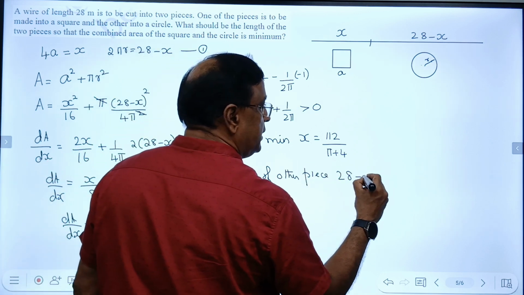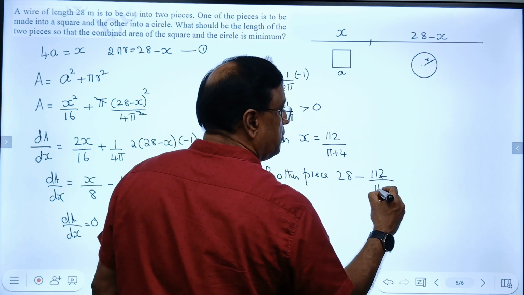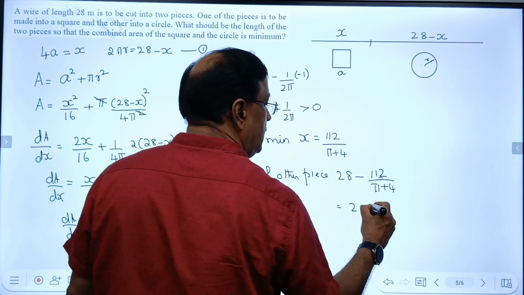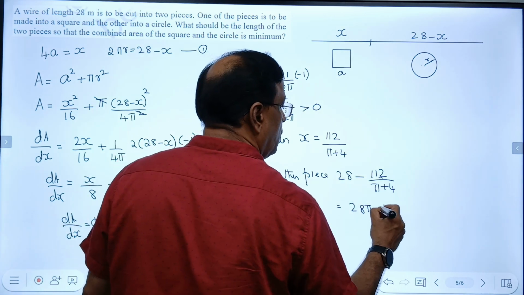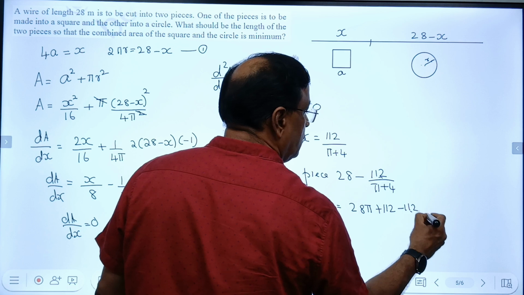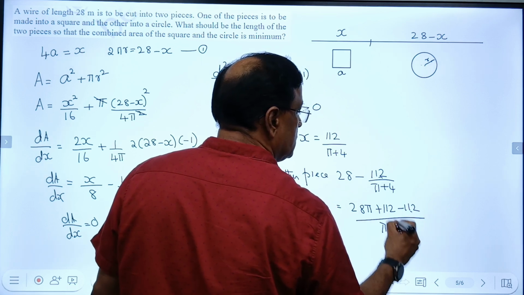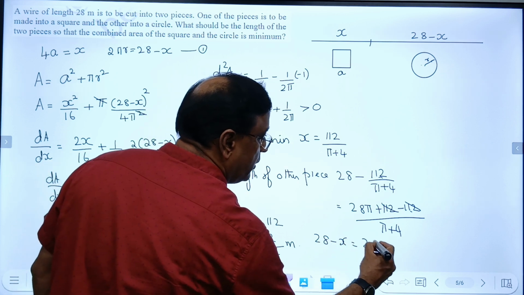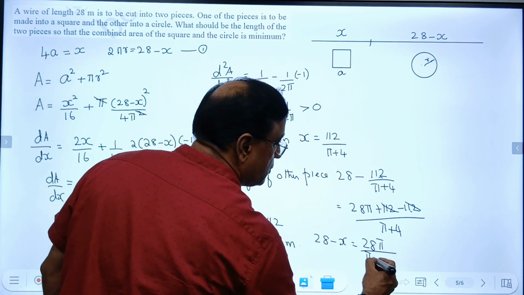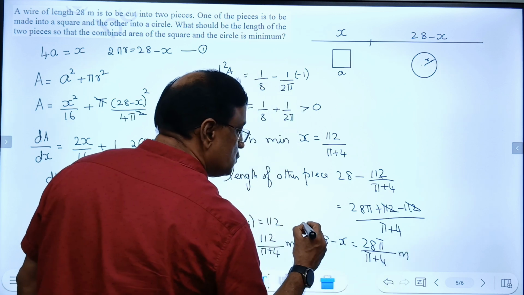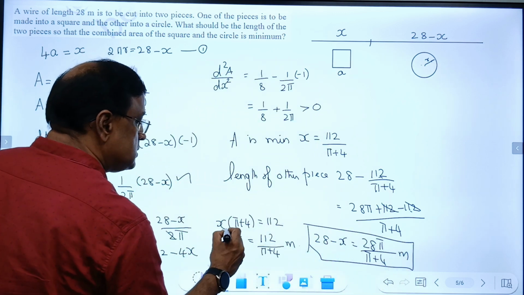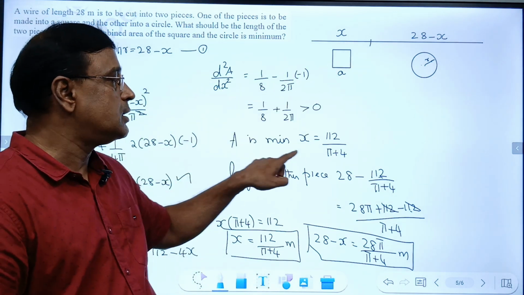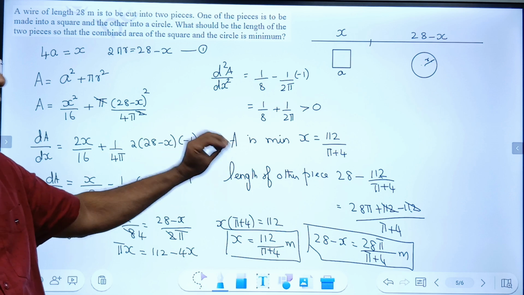Which is 28 minus x, which is 112 by pi plus 4. If you take LCM, what do you get? 28 pi plus 112 minus 112 by pi plus 4, so they get cancelled. So what is the length of the other piece? The length of the other piece will be 28 pi by pi plus 4 meters. So this is one piece and this is the other piece, so that the combined area of the square and circle is minimum. Very simple but very, very important type of question.